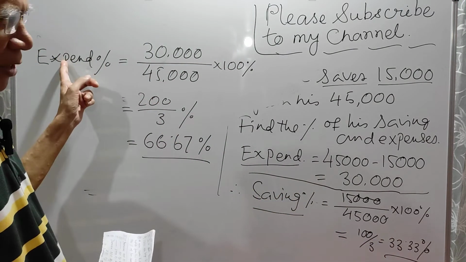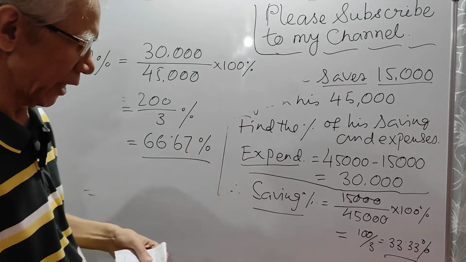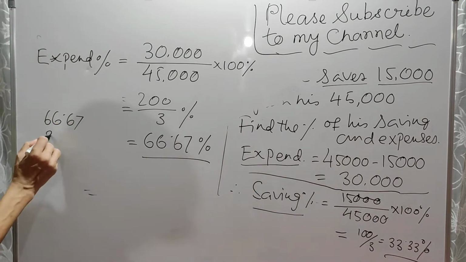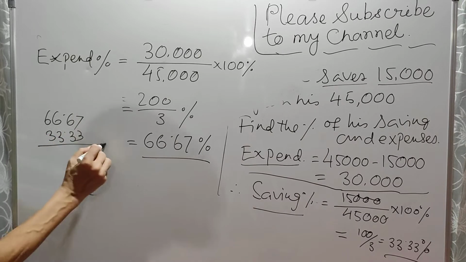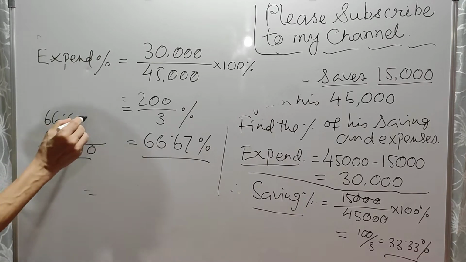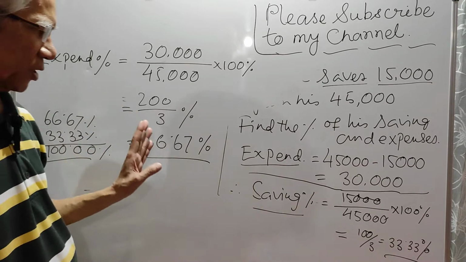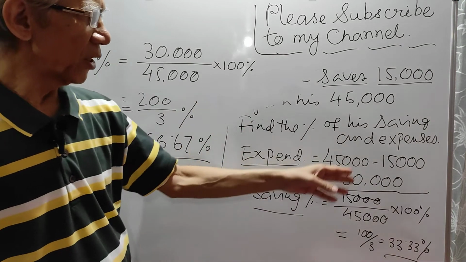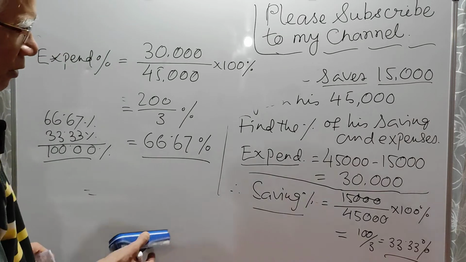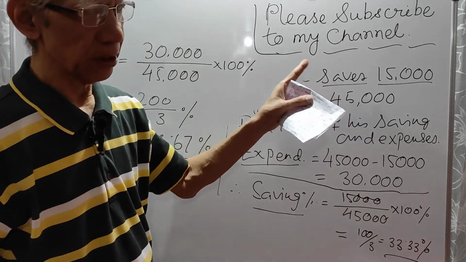Now if you add saving and expenditure, the total must be 100%, his whole salary. Add 66.67 and 33.33, and you get 100. So this percent plus this percent totals 100%, because the sum of expenditure and saving is his total income. This is how we have expressed the saving and expenditure as a percentage of his total salary.